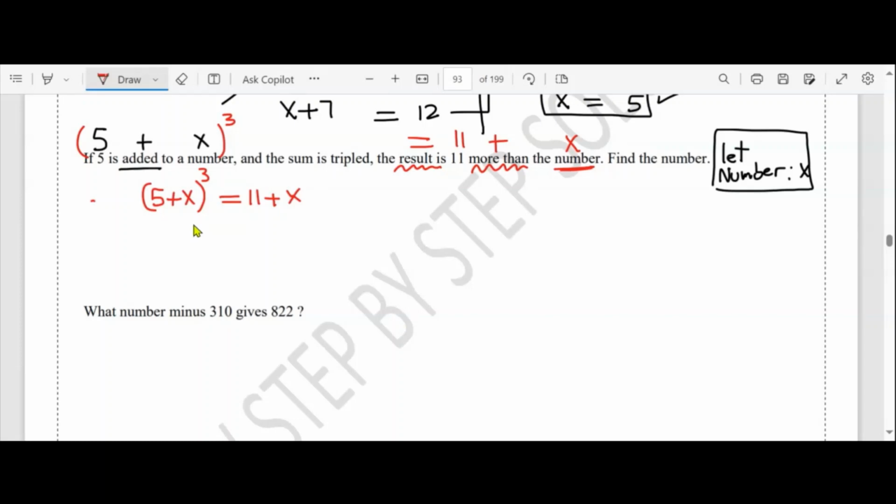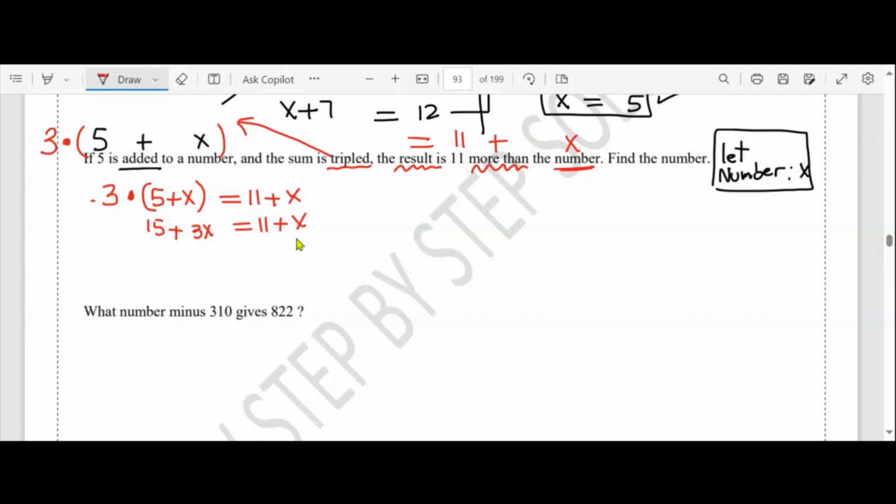Now I want to tell you something. Okay. Tripled here doesn't mean cubed. It means times 3. So you have to multiply this times what? Is this clear? So we have to remove this 3 here and remove this 3 here and put here what? 3. And let's try it this way. 3 times 5, how much? 15. 3 times x? 3x. Equal what? 11 plus x.